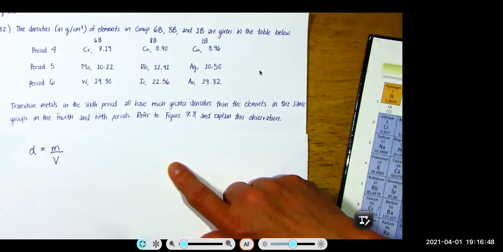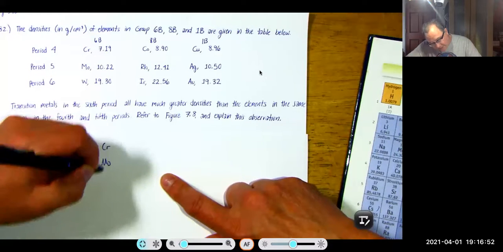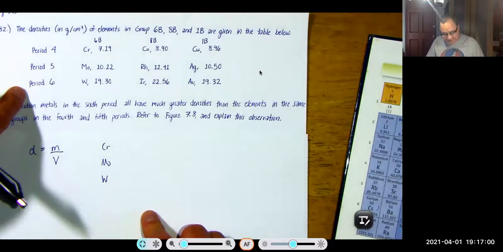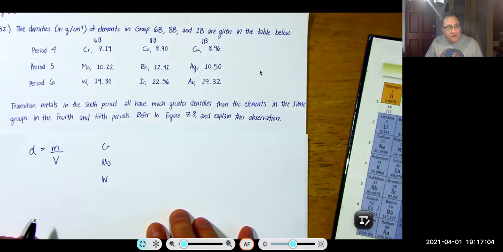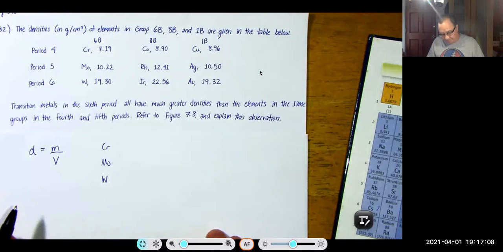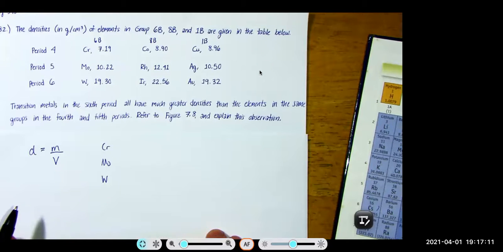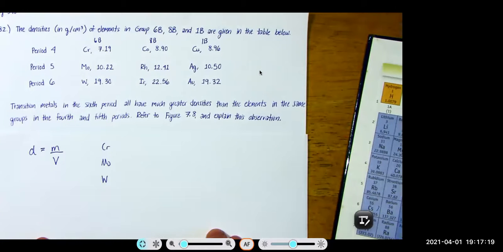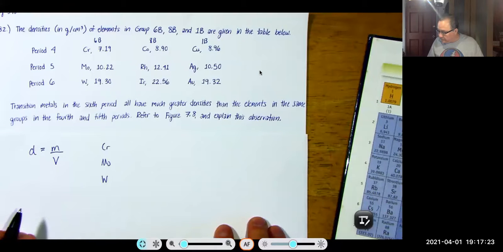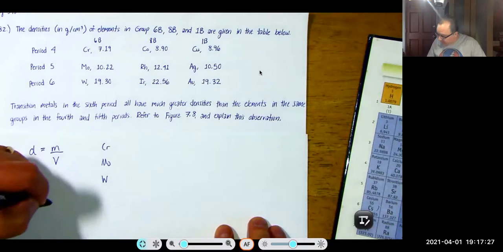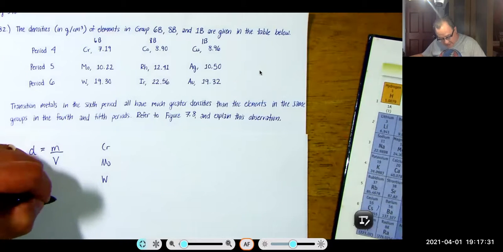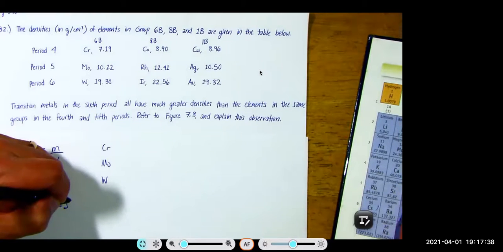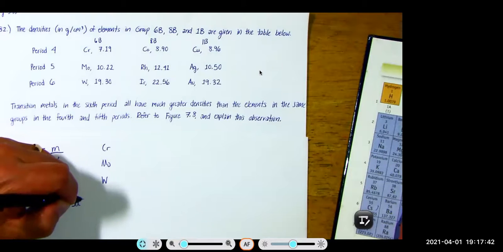Now, let's think about chromium, molybdenum, and tungsten. And we think about their sizes. Which one's going to be bigger? The one in period 4, 5, or 6? And when I say bigger, I mean the larger radius. Oh, okay. The larger radius. I guess it would be chromium. So you think chromium is going to be larger? Well, actually, maybe tungsten, because you're talking about the shells, right? How big the radius is.